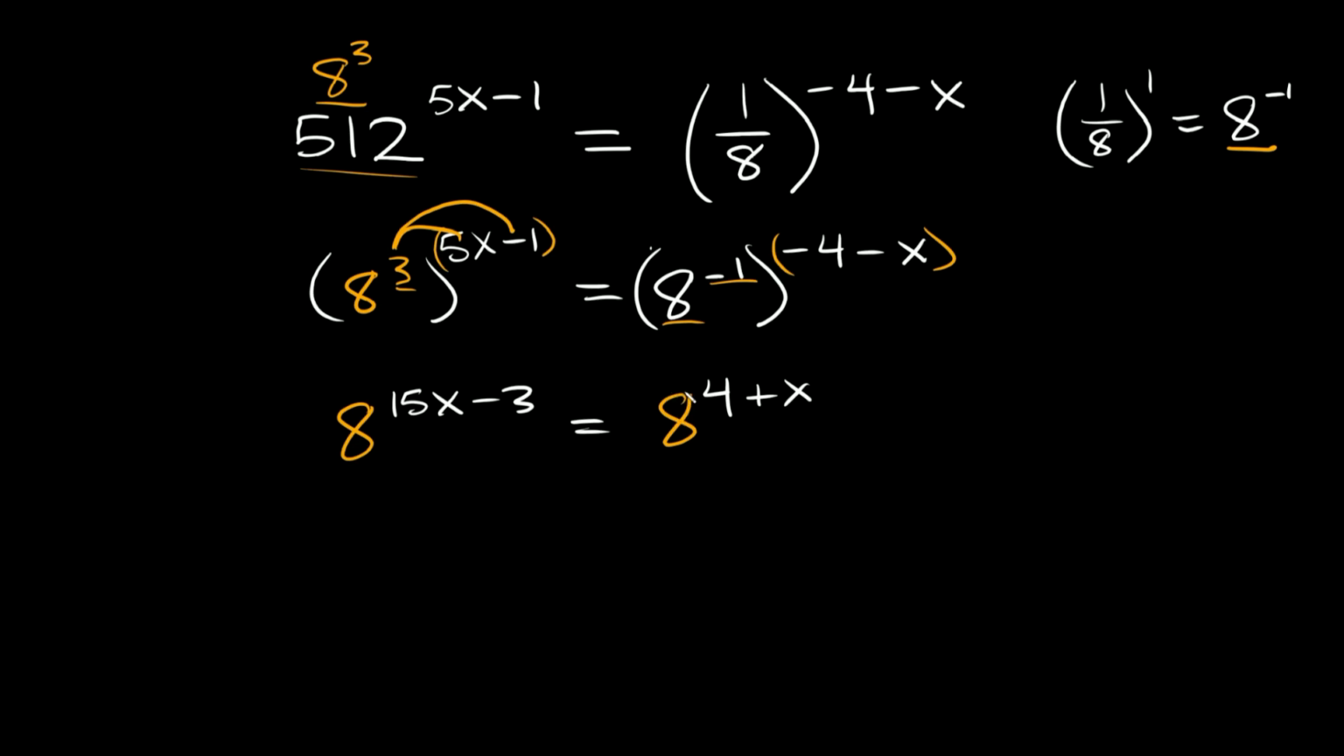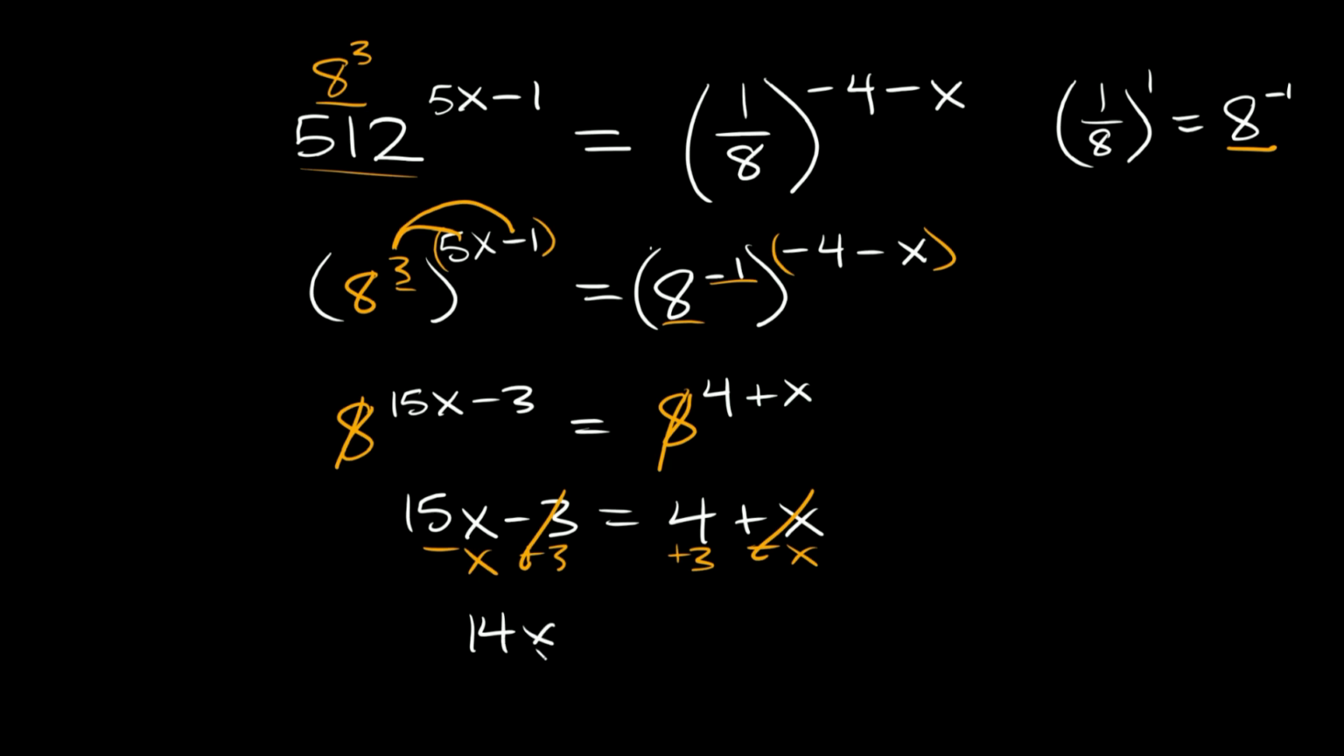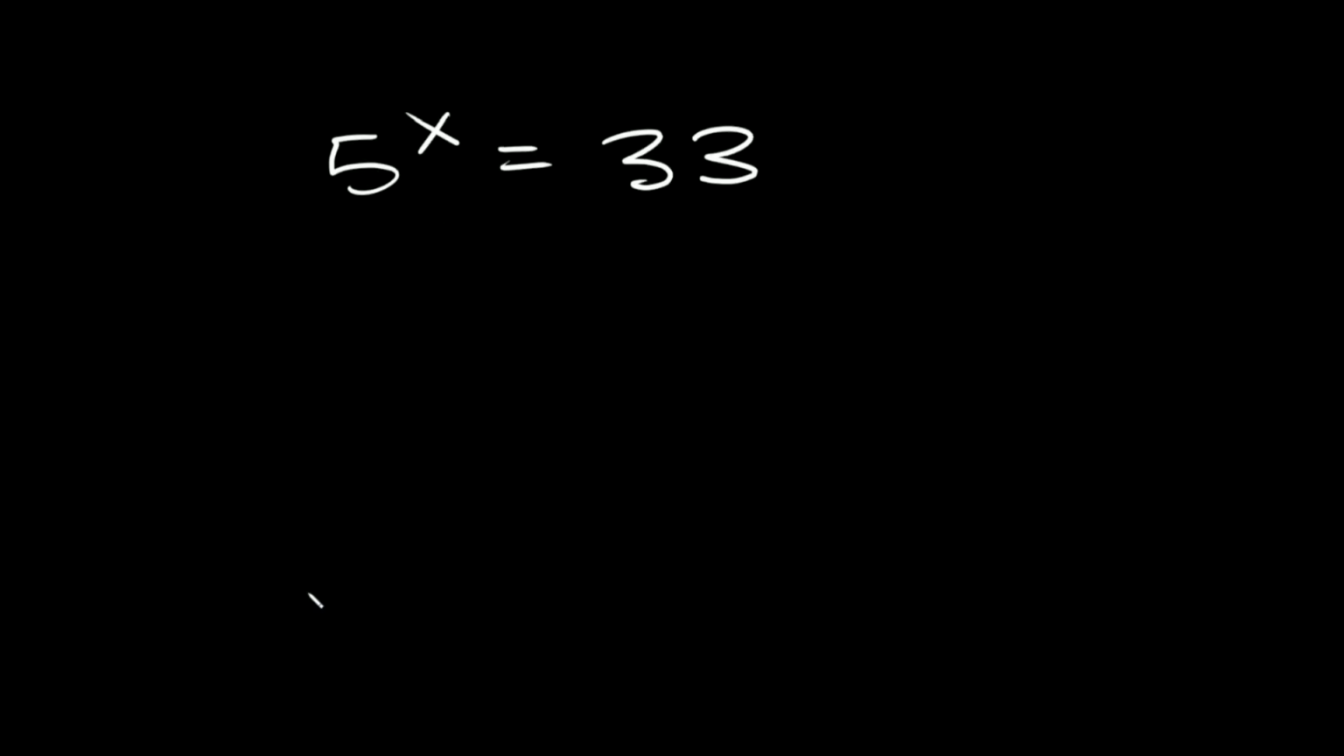Okay, so then again, we can drop these guys. So now we can say that 15x minus 3 is equal to 4 plus x. And then here to solve for x, let's move them to the left. So minus x, and then move the numbers to the other side. So plus 3. So 15 minus 1 is 14. So 14x is equal to 7. All right, so then here we can see that x is equal to 1/2 or 0.5, whatever you want to write it as, right? There's your answer.